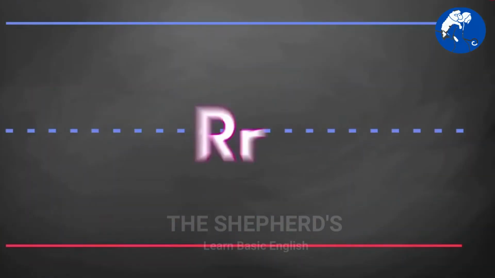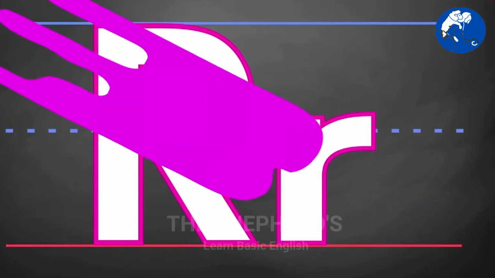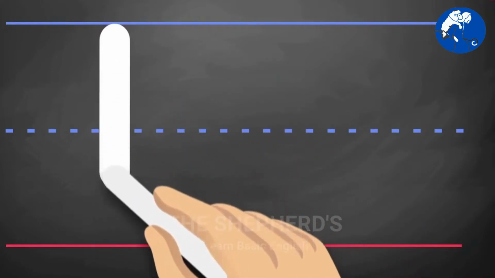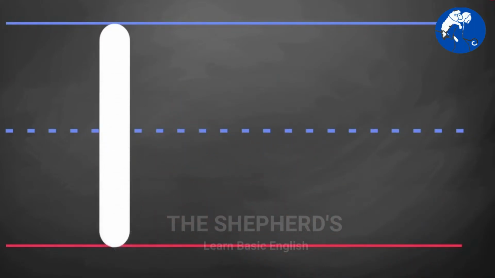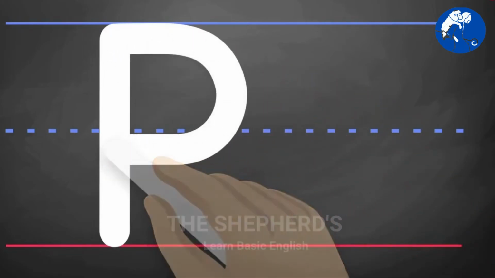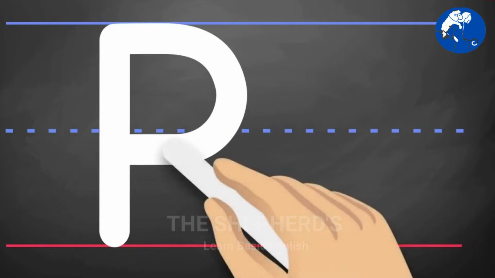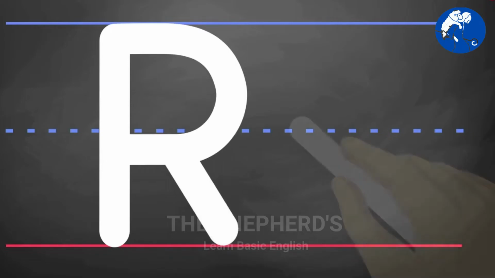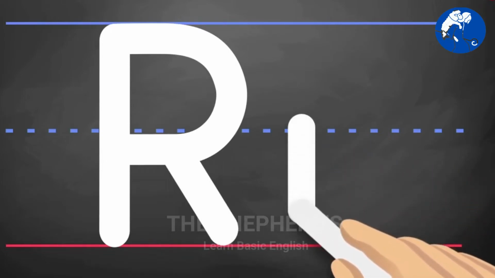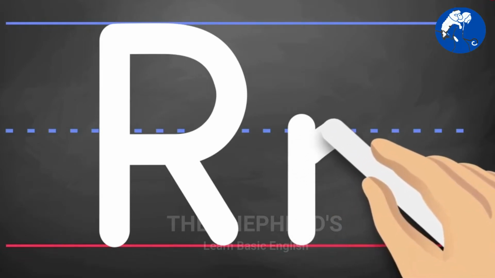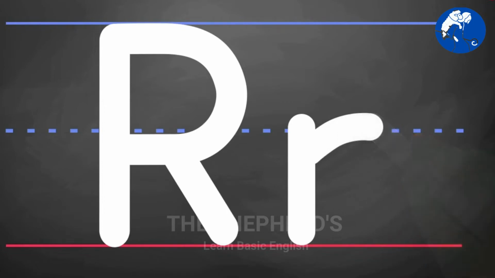Let's jump to the next one. The letter R. Uppercase R. From the top, hold down. Back on top, around in, and slant out. Lowercase r, hold down. Back on top, around over. Wonderful!